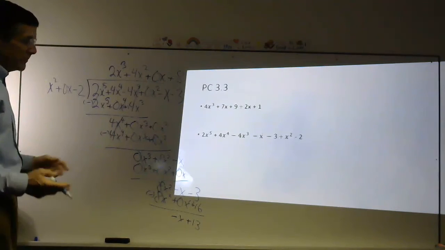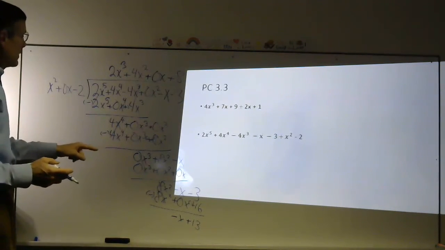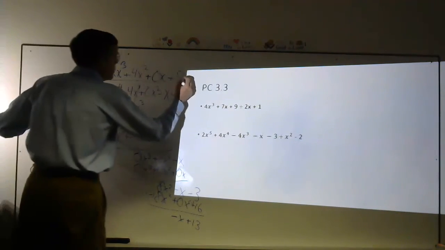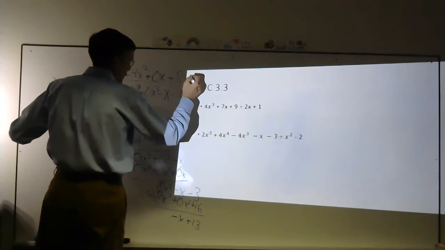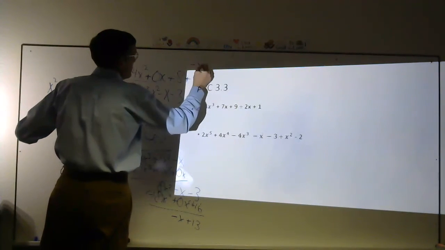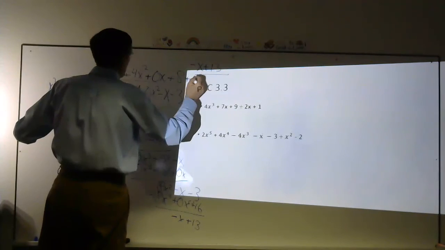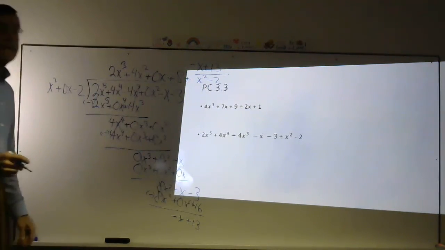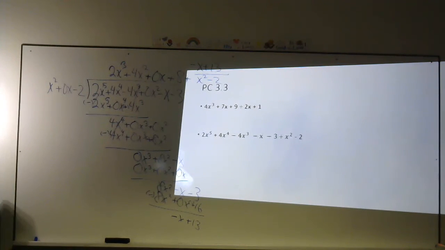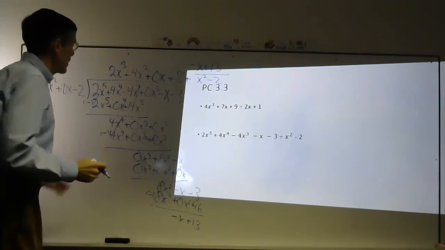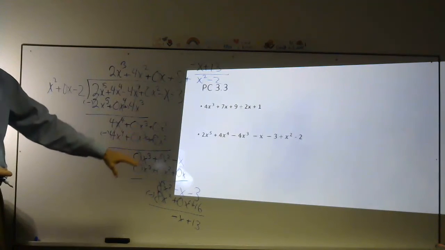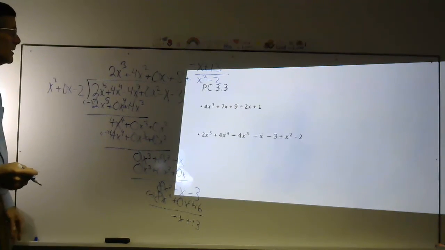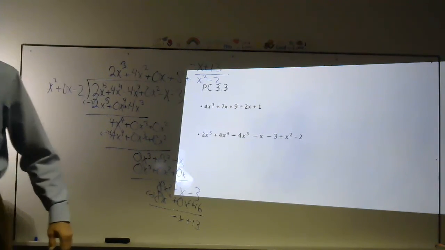And I'm out of room. So put my negative x plus 13 over the divisor. So I have negative x plus 13 all over x squared minus 2. Okay? Missing terms can be a real pain. This was an enormous problem. You'll have very few like that, but you should be able to do it.